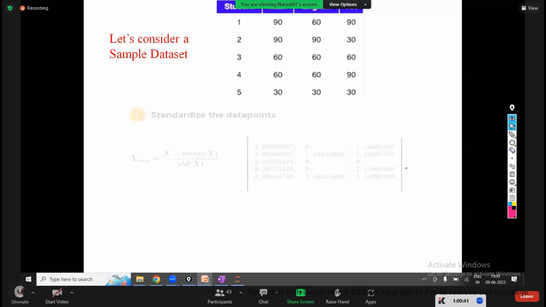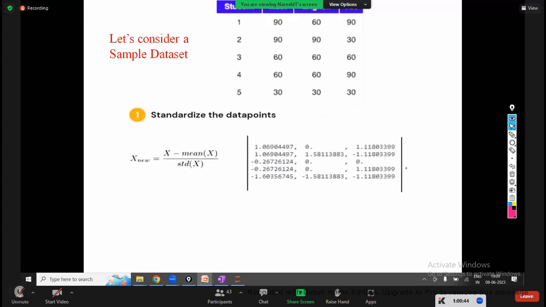For this, first I'm going to do the standardization. What is meant by standardization? It means x minus x bar divided by standard deviation. So I'm going to first calculate the mean value and standard deviation value, and for each value I'm going to do x minus mu divided by sigma, and convert like this. This is the first step, standardize the data points.